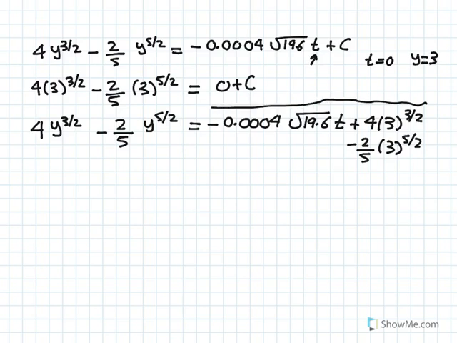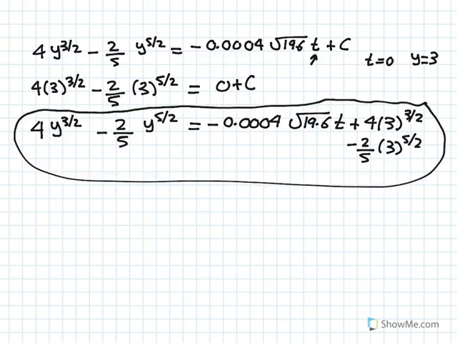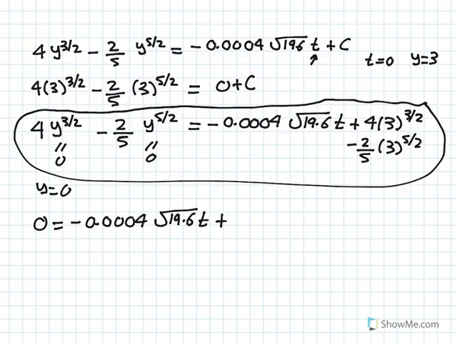So we now have to solve for the time at which the tank is empty, such that all the water has exited the tank. So how do we do that? Well, we make y of t equal to 0 and solve for time. That's purely algebra. So when we make y equals 0, all of this is going to be 0. That helps. So we get 0 is equal to minus 0.0004 root of 19.6 times t plus 4 times 3 to the 3/2 minus 2 over 5 times 3 to the 5/2.